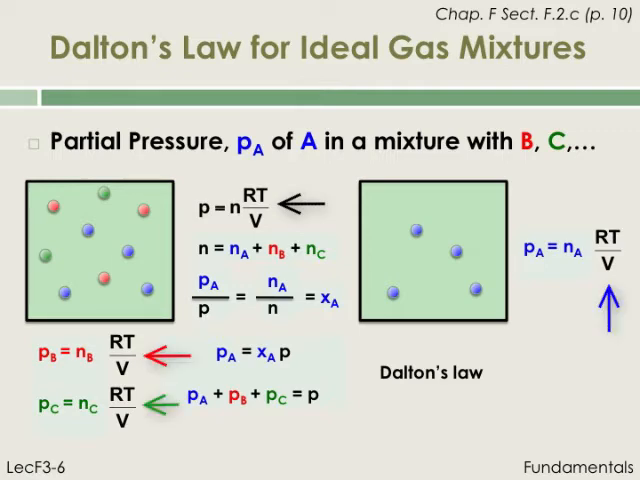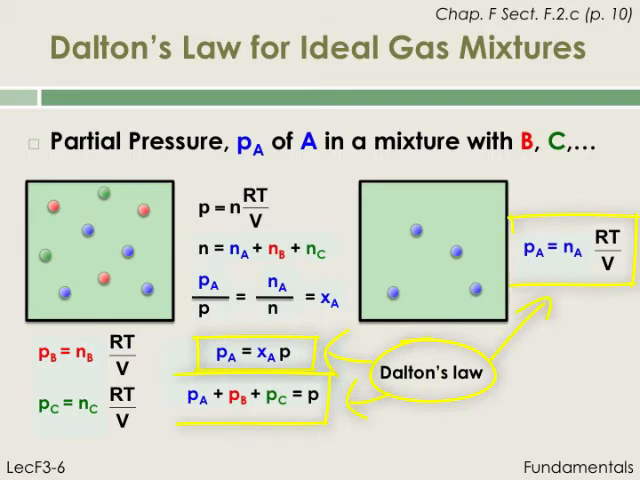So now we have yet another relationship: PA over P, the partial pressure of component A over P, is the number of moles of A over the total number of moles, and that's what we call the mole fraction. So another way to write Dalton's law is: the partial pressure of A is the mole fraction of A times the total pressure. So you're going to have to learn to memorize these three equations, and best is to just memorize the gas law and understand the concept that when we use Dalton's law, we basically use the ideal gas law for each of the species, but instead of having the total pressure for each species, we have the pressure due to that species.